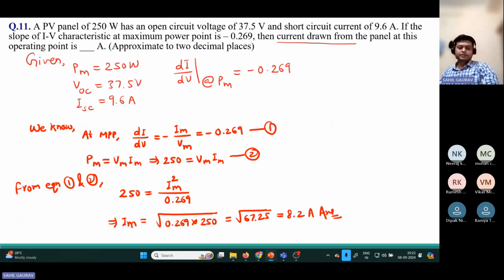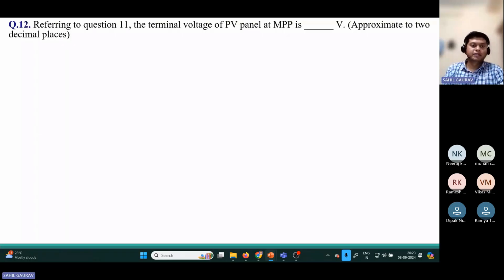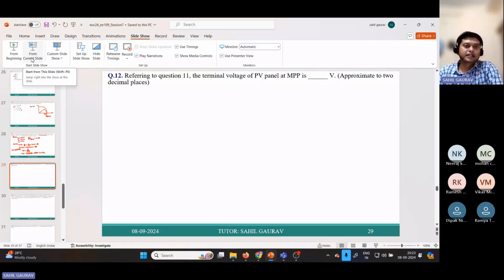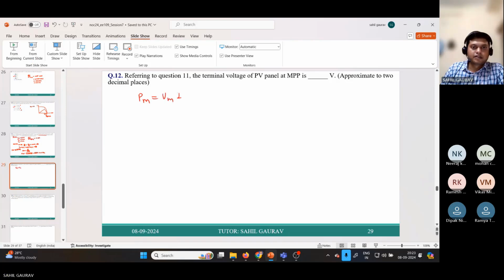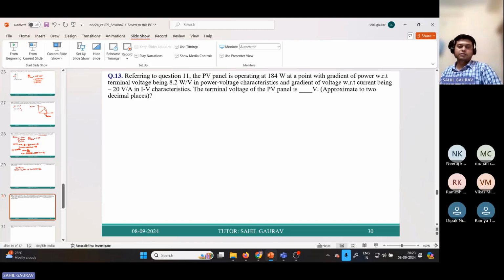Now let us see the next problem. I think it is related with the previous problem. Referring to question 11, find the terminal voltage of the PV panel at MPP. Once you know the maximum power point current, it is very easy. You have to find the maximum power point voltage. PM is given as 250 and maximum power point current is 8.2 ampere. So Vm will be 30.48 volt. This is the answer.